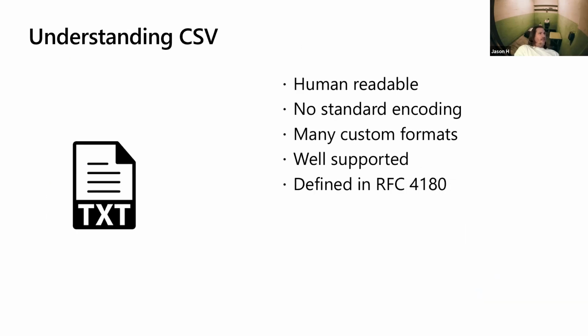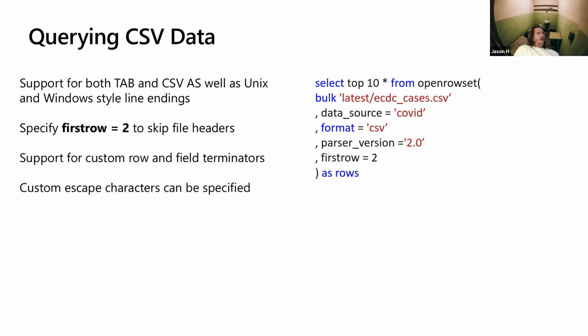So everybody probably understands CSV. It's a common comma separated text file format. It's human readable, so that's beneficial. It does support some compression, but it can generate very large files, right? But a lot of data interchange uses CSVs.